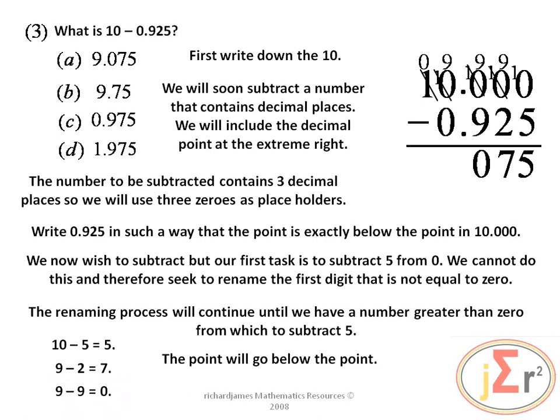But of course, good that I have this computer to assist me. I was just forgetting that the point needs to go down, and it says here, the point will go below the point. So we need to put the point so that it is aligned with the other 2 points that we have right there. So 9 minus 0 is equal to 9. And of course, there is no other non-zero digit. And our answer is 9.075. And of course, that is going to be option A. That is representing option A. Right there.